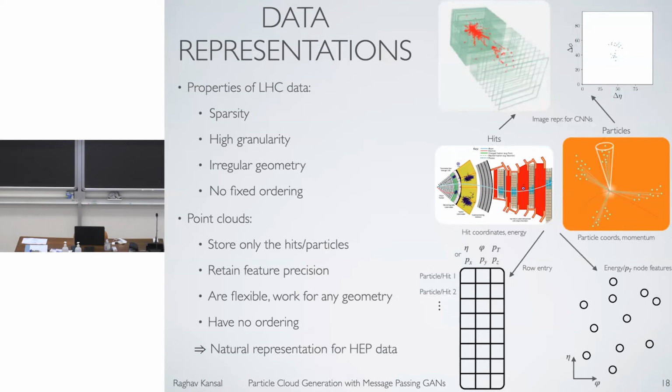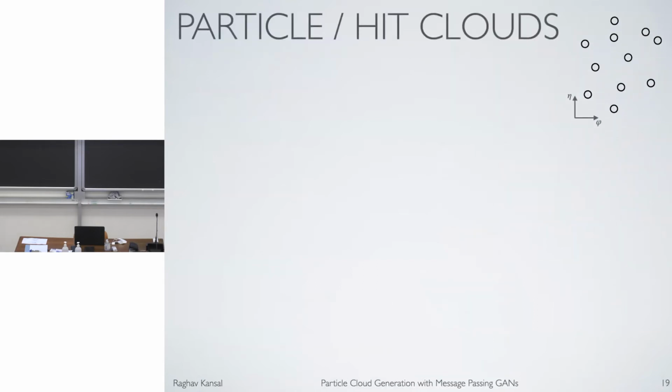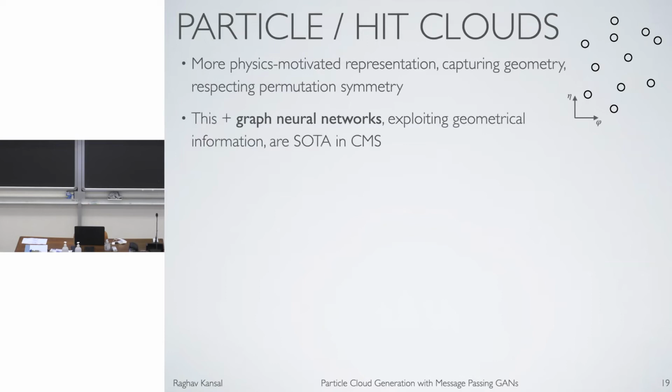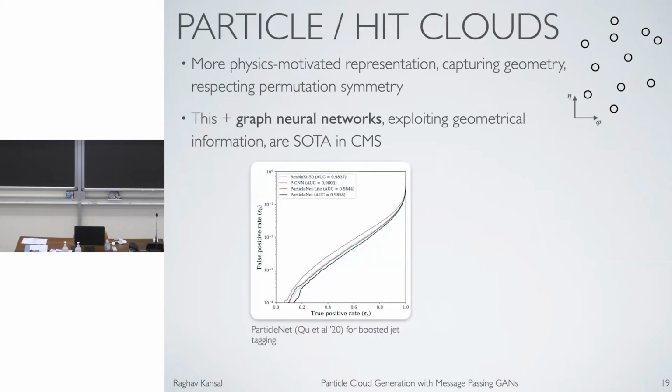So we can take the hits and their features, or the particles and their features, and store them in this point cloud in position or momentum space. This representation is more physics motivated. It captures the underlying geometry. It respects some of the symmetries in our data. And using this along with what are called graph neural networks, which exploit the geometrical information and inter-hit node correlations, are state of the art in our experiment.